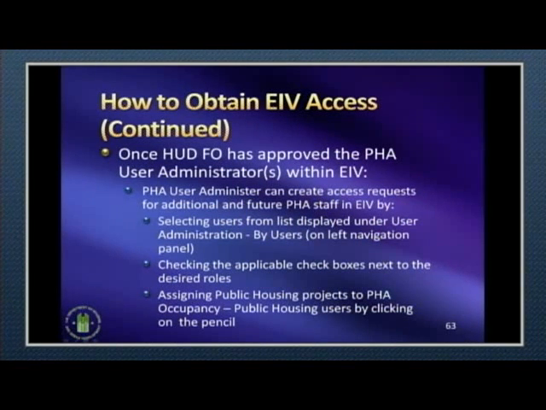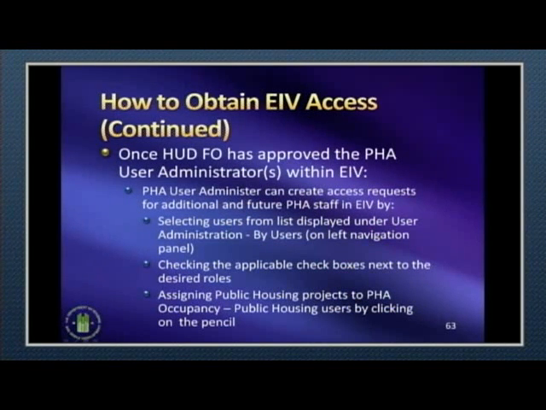And you can basically, as I mentioned, create EIV access requests for additional staff by checking on the applicable checkboxes. And I'm going to show you in just a minute in the user administration by users function within EIV. When you check those checkboxes and then click on the update button, the system will then show the status of that user as pending. Okay?